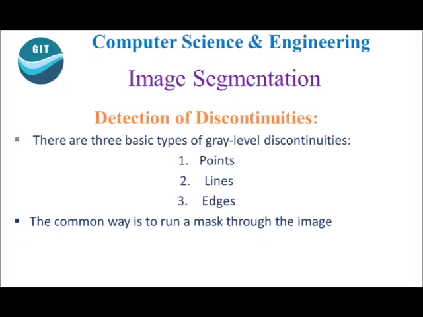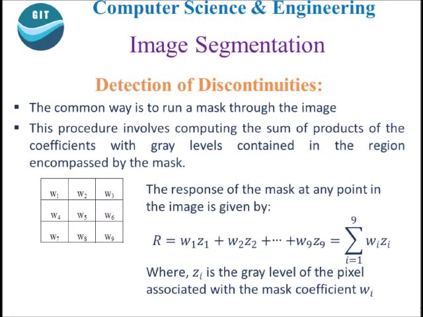So under the discontinuity based approach, we are mainly interested in identification of isolated points, identification of line presence in the image, or identification of edges. The most common way to look for discontinuities is to run a mask through the image. A 3x3 mask is shown in the figure.